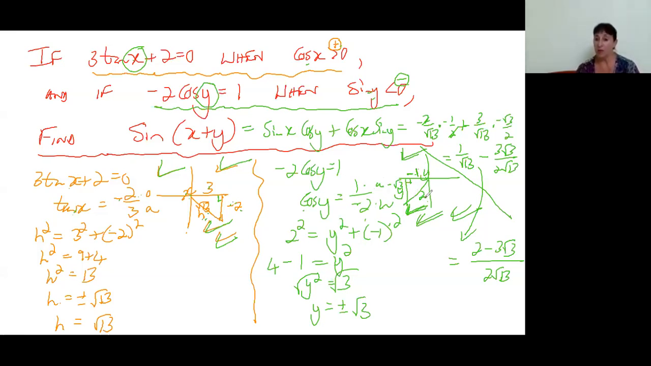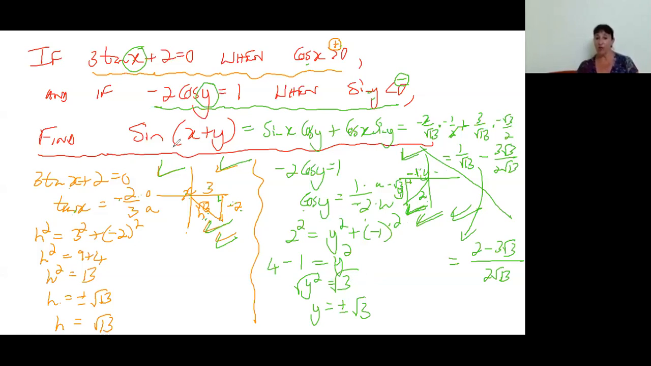And then I'll do my Pythag again. 2 squared equals y squared plus -1 squared. And I simplify and I get √3. And it's plus or minus, but it's here, so it's on the negative y-axis, so minus √3.